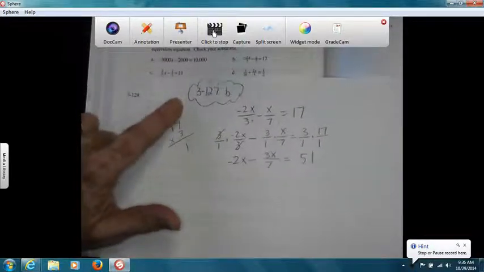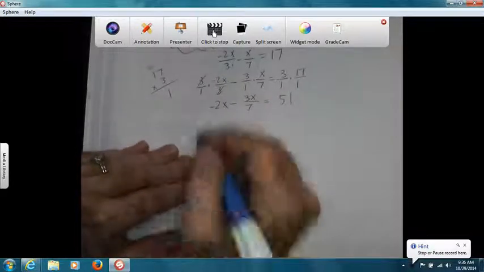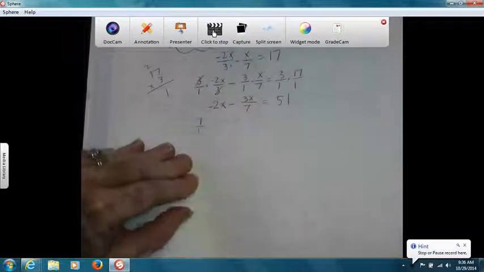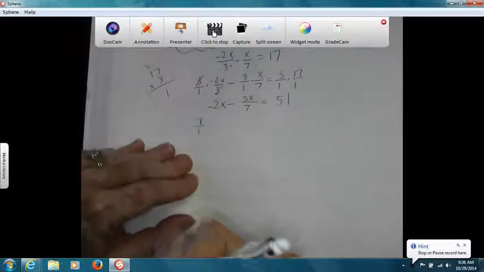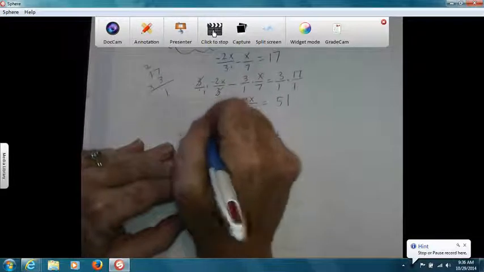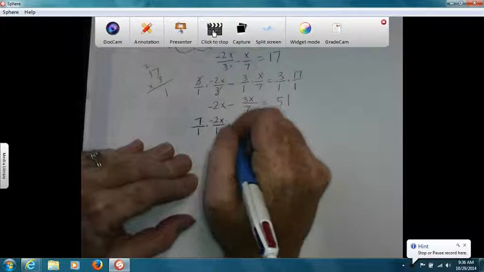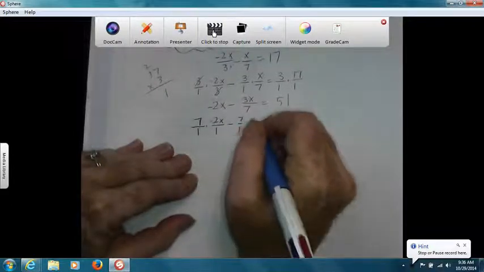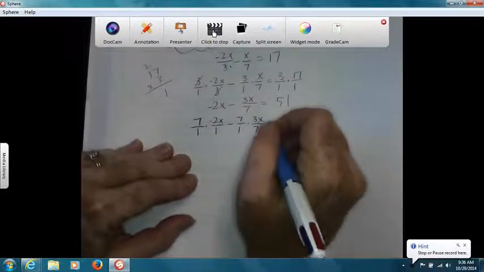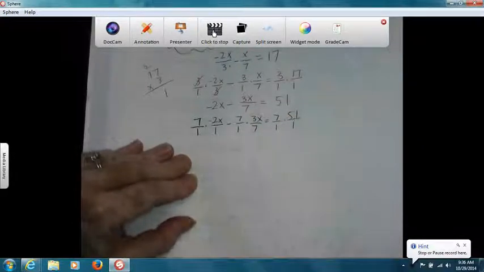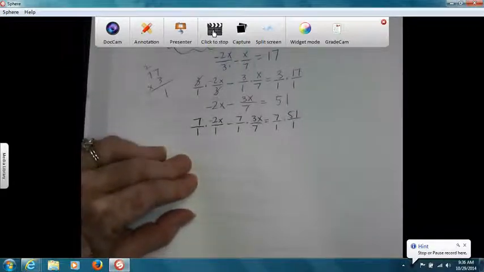This is 3-127, letter B. Okay, so now I'm going to multiply by 7 over 1. That's not a good color for you guys. Let's do black. Times negative 2x over 1 minus 7 over 1 times 3x over 7, 7 over 1 times 51 over 1. Okay, so we did that because we are pretty sure that's going to get rid of our denominator, our 7.